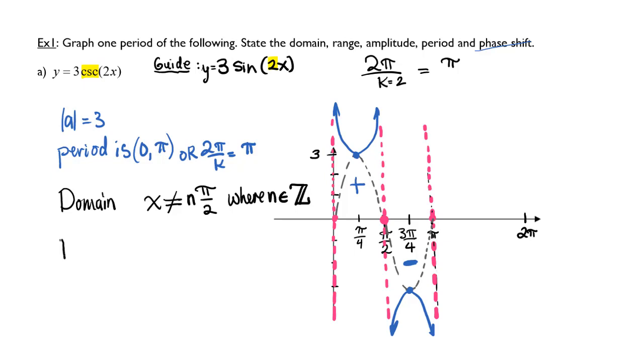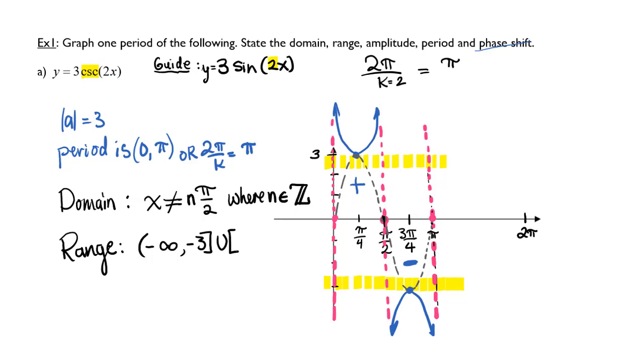Now let's look at the range. The range is how far up or down I go. And in this case, anything 3 or more, or anything -3 or less is part of the range. So we can say our range is from -infinity to -3, bracket, union bracket 3 to infinity.